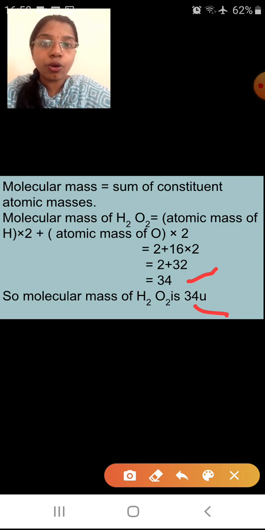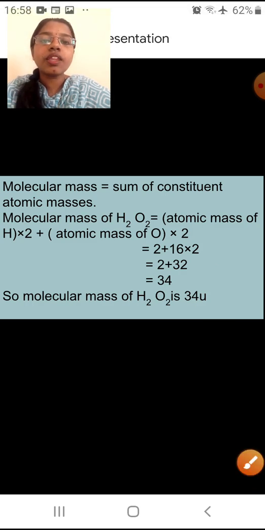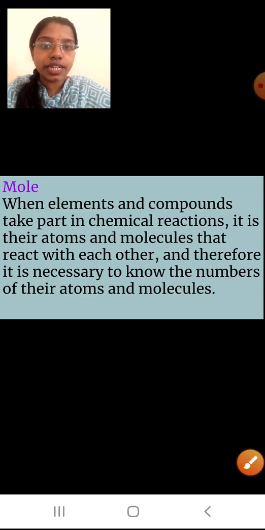Students, I hope you understood how to calculate the molecular mass. Now, next we are going to study the concept of mole. When elements and compounds take part in chemical reactions, it is their atoms and molecules that react with each other. When any elements and compounds take part in a chemical reaction, who is going to react? Atoms and molecules will react with each other.